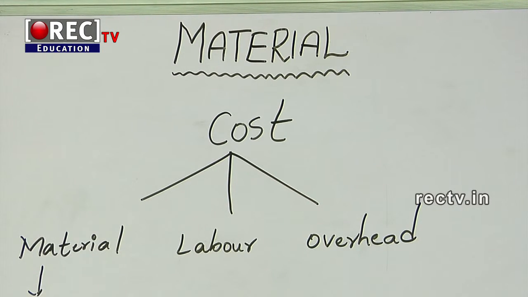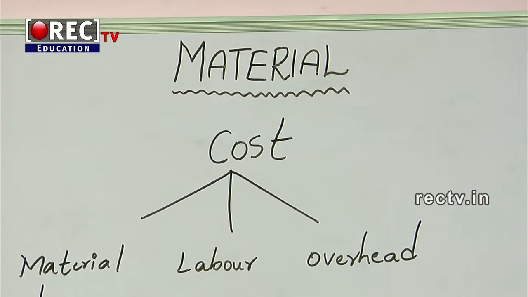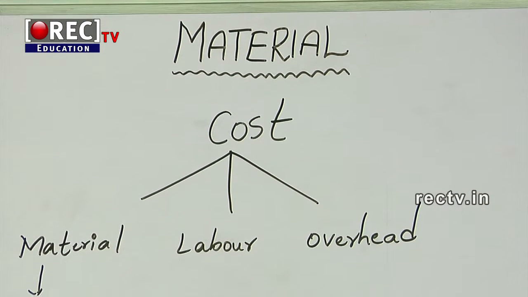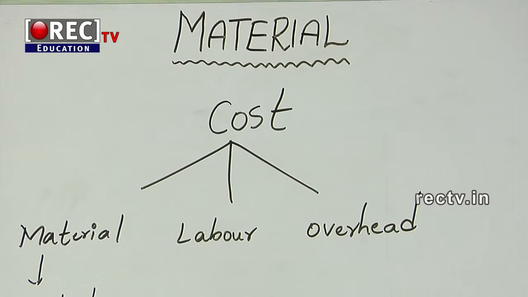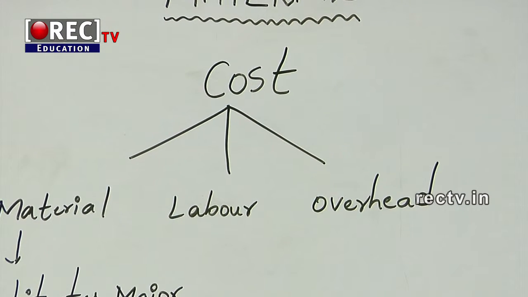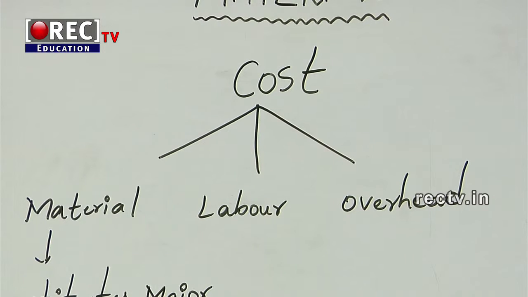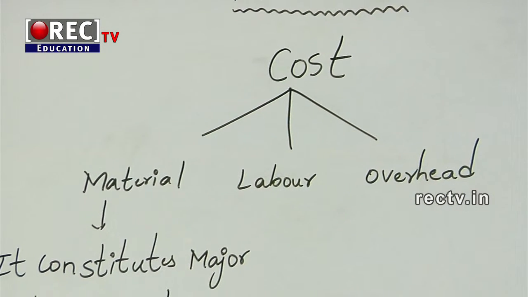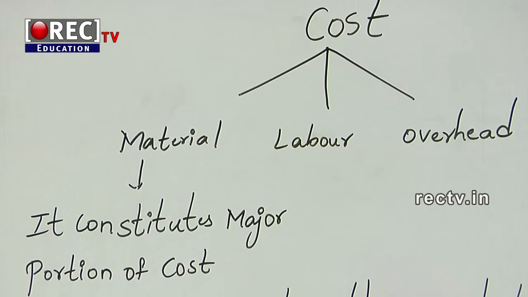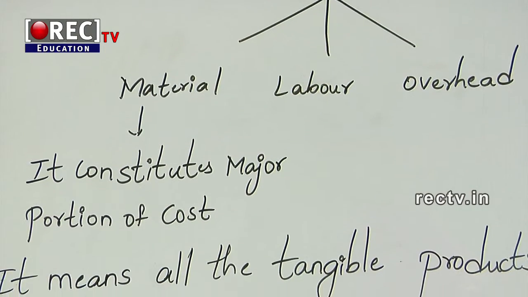Today we are going to see one of the topics in costing, that is material. Before discussing this topic, let's say a simple thing. First, the cost consists of three elements, that is material, labor and overhead. Here, material constitutes a major portion of cost. Now, let's look into this material topic.